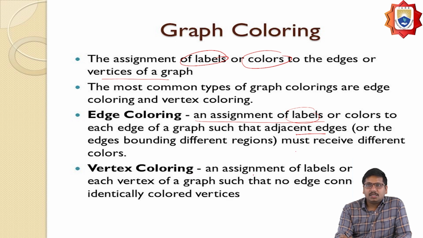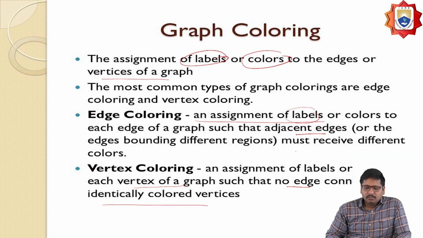And vertex coloring means assigning labels to each vertex of the graph such that no edge connects identically colored vertices. This is the vertex coloring of graphs. So in edge coloring we assign colors to each edge of the graph such that adjacent edges receive different colors, whereas in vertex coloring, the vertices get different colors in such a way that no two adjacent vertices have the same color.